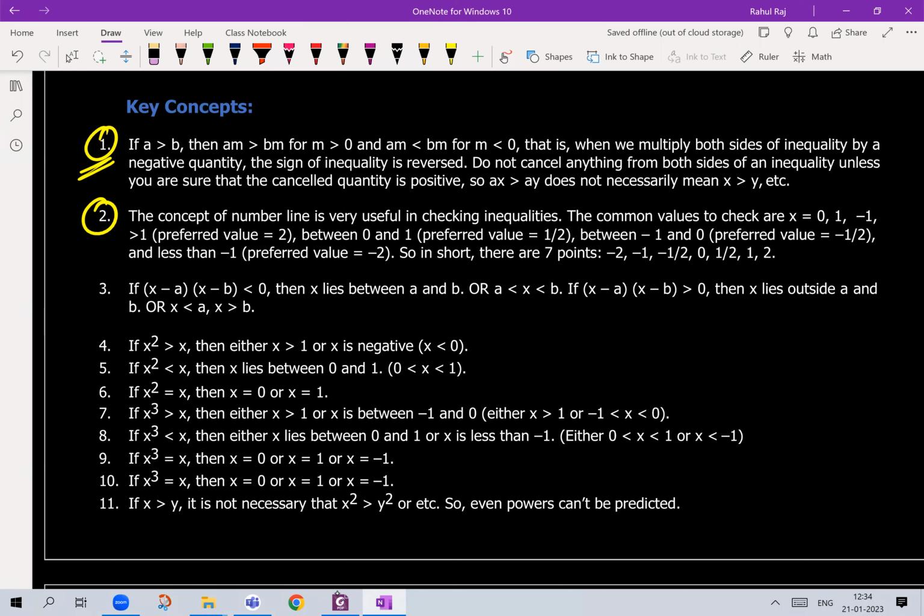Now don't start solving these small equations. Absolutely don't solve that x square minus x is equal to 0, x into x minus 1 is equal to 0. You are not supposed to do all these things. Absolutely no. It's simple.